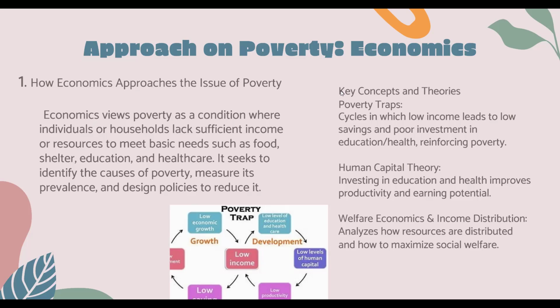So here's some key concepts and theories that I wanted to tackle before going into other issues. The first one is poverty traps, which I used a diagram down there as a visual reference. Poverty traps are cycles in which low income leads to low savings and poor investment in education and health, which reinforces poverty. And next, there's the human capital theory, which is basically an investment in education and health that improves productivity and earning potential for people who are impoverished. And then there's the concept of welfare economics and income distribution, which analyzes how resources are distributed and how to maximize social welfare.